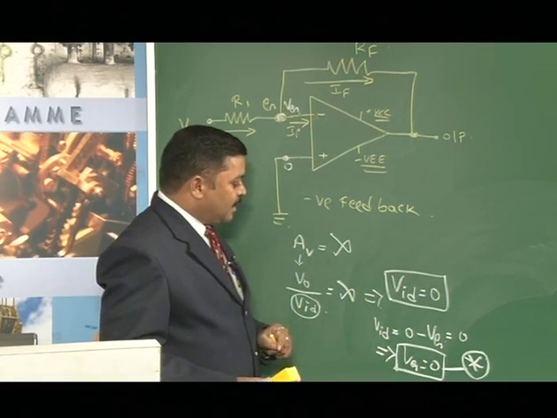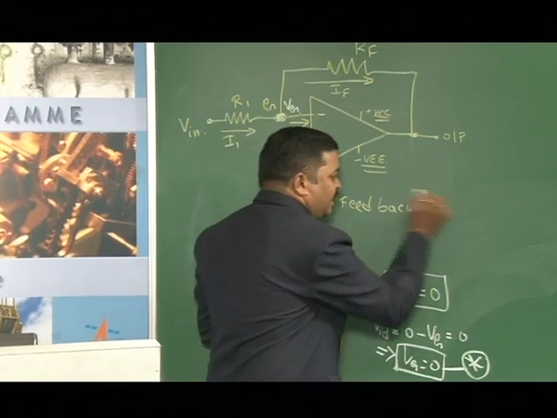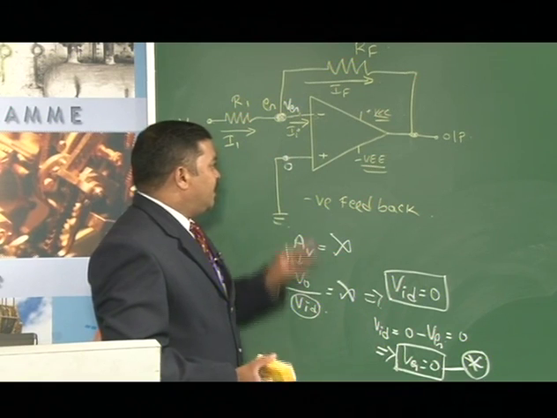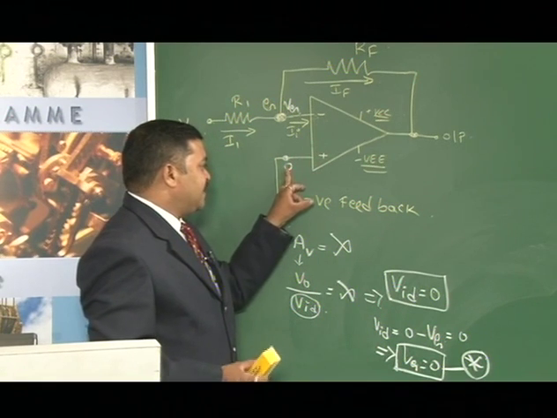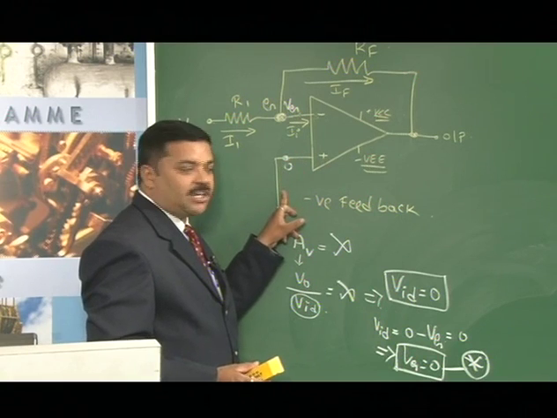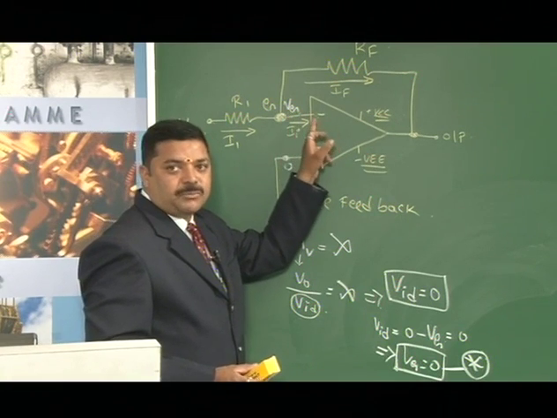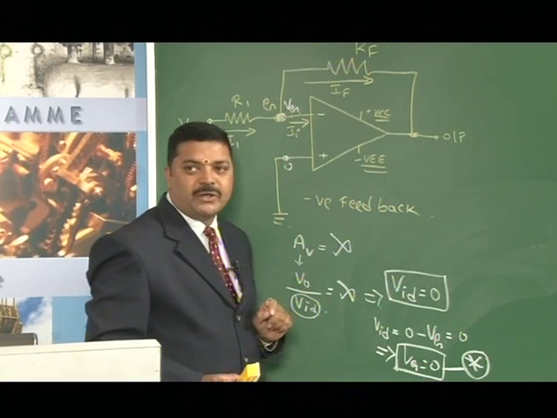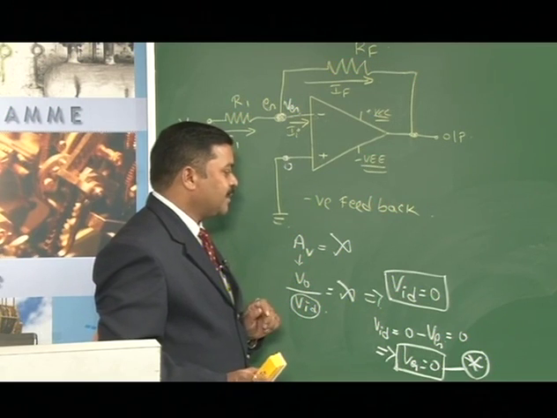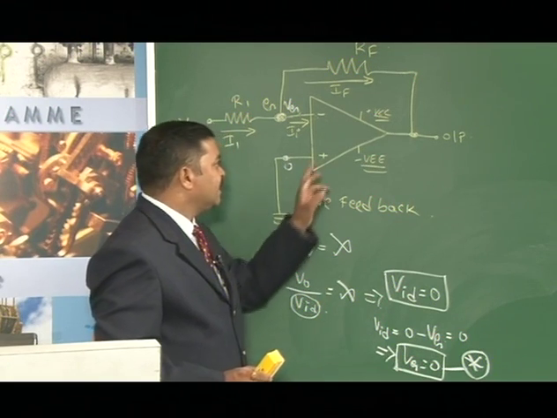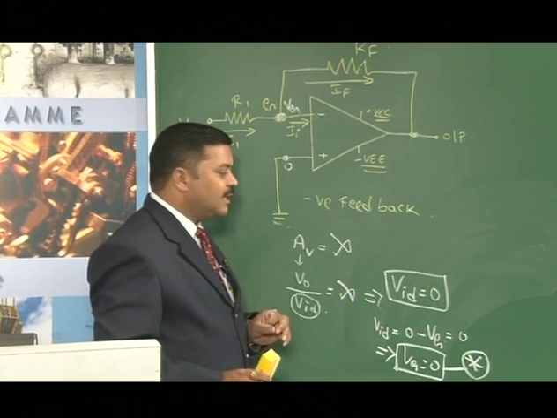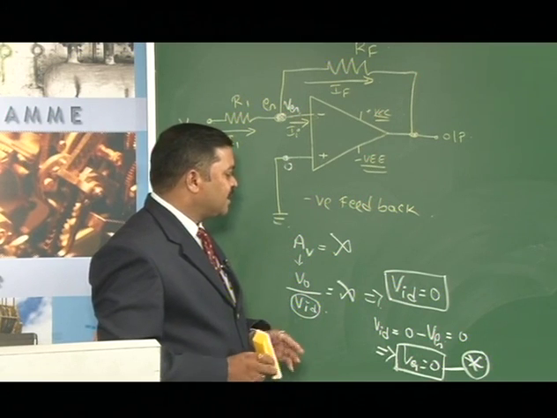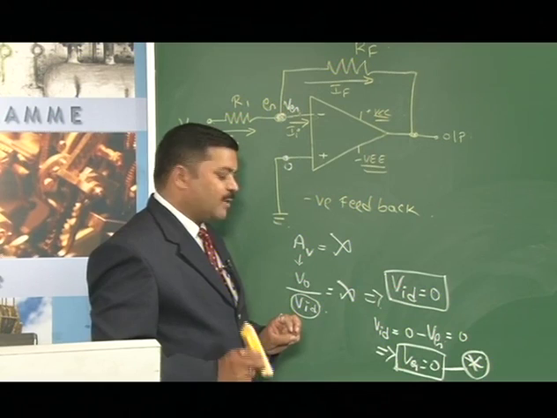That means, for an ideal op-amp, I will define the virtual ground concept. For an ideal op-amp, if we ground the positive terminal, automatically the negative terminal is also pulled to the same ground potential, and this concept is called the virtual ground concept. This virtual ground exists only for the ideal op-amp, not for the practical op-amp. Practically we do not come across virtual ground.